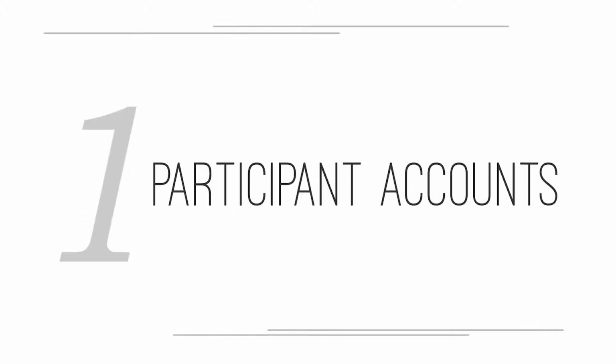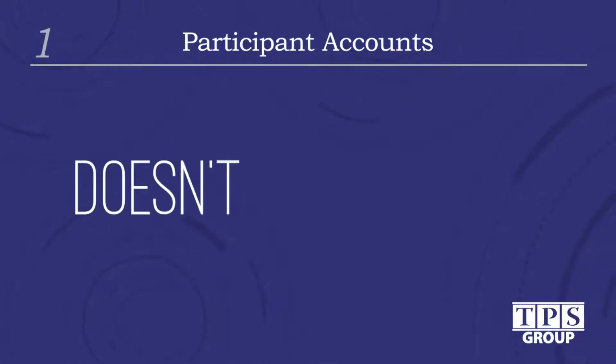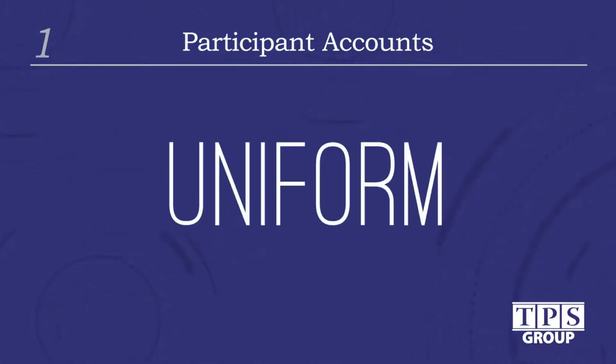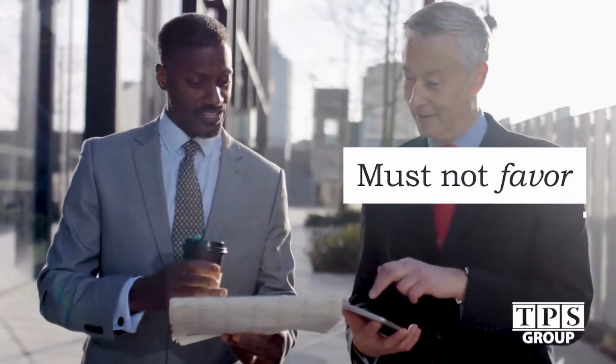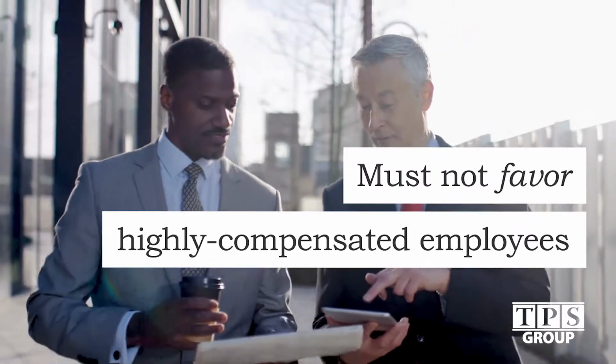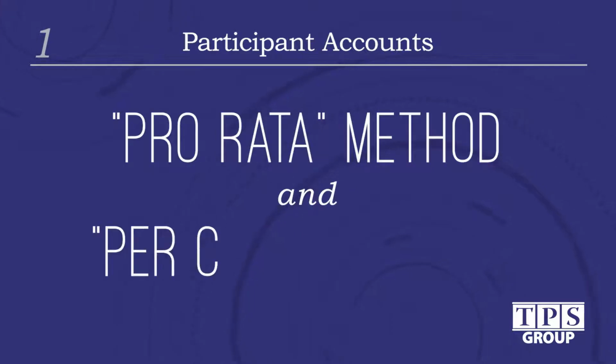Your first option is to pay for plan expenses from participant accounts. The rules say that if you choose to pay plan expenses from participant accounts, you need to do so in a way that doesn't discriminate and with a formula that's uniform. That means the fee must be charged against all participants to whom it applies, and the fee must not favor highly compensated employees. Two common uniform formulas are the pro rata method and the per capita method.